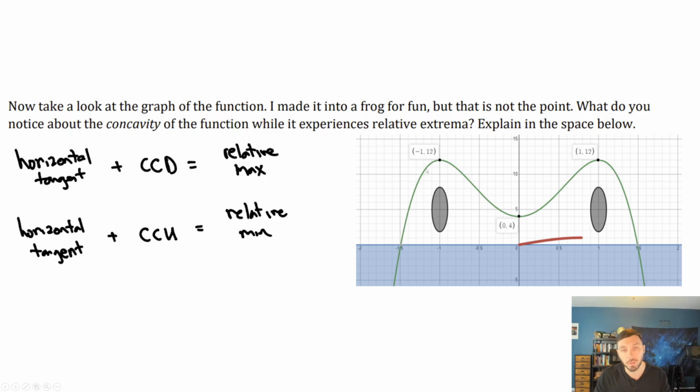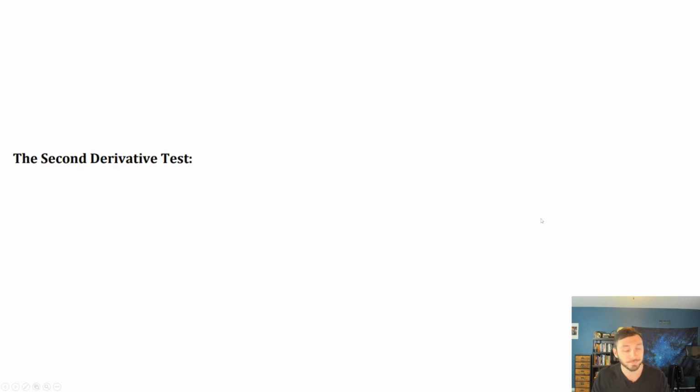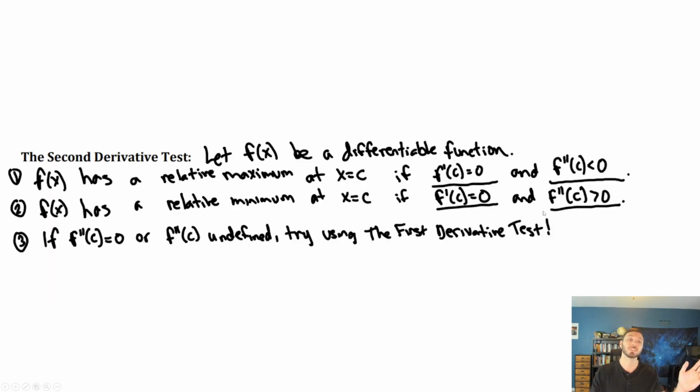You'll notice that when we're concaving down, I have a max. Concaving down, I have a max. When I'm concaving up, I have a min. That is no coincidence. That's the point. That is the second derivative test right there: when you experience a horizontal tangent via critical point stuff, if it's concaving down, we have a max. If it's concaving up, we have a min. That is called the second derivative test, which can be formally laid out right here.